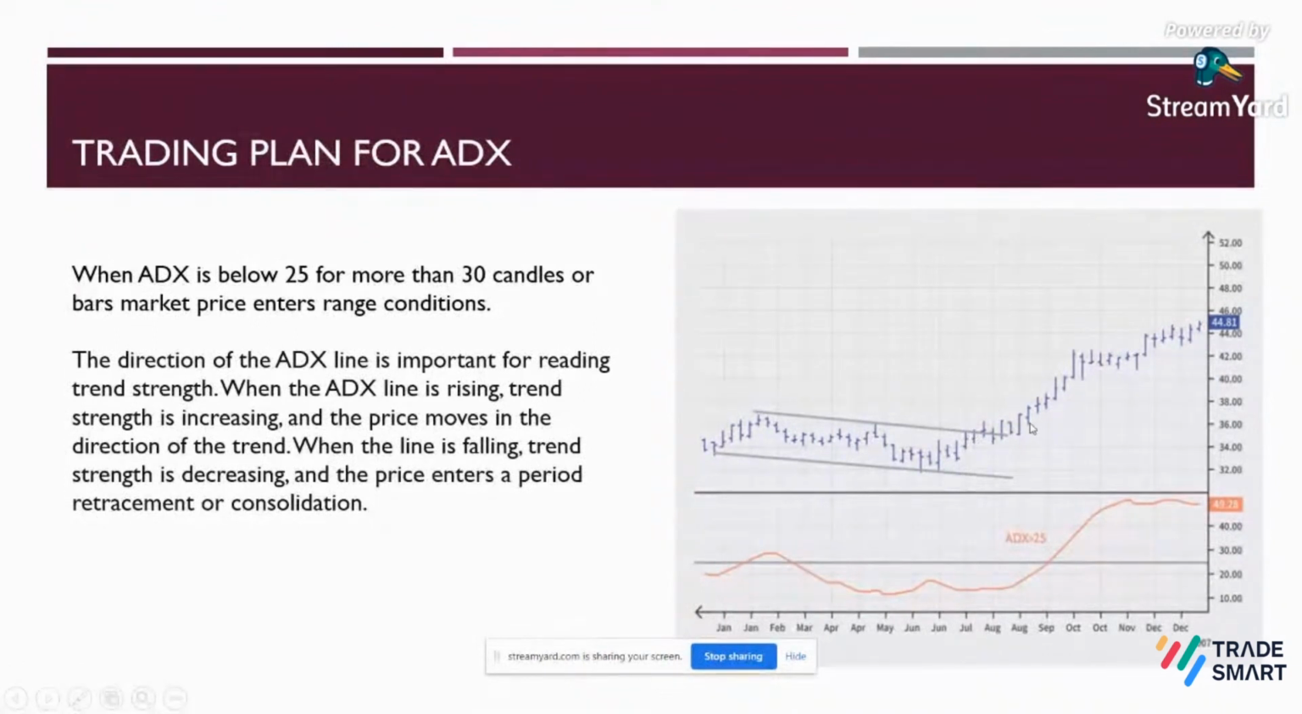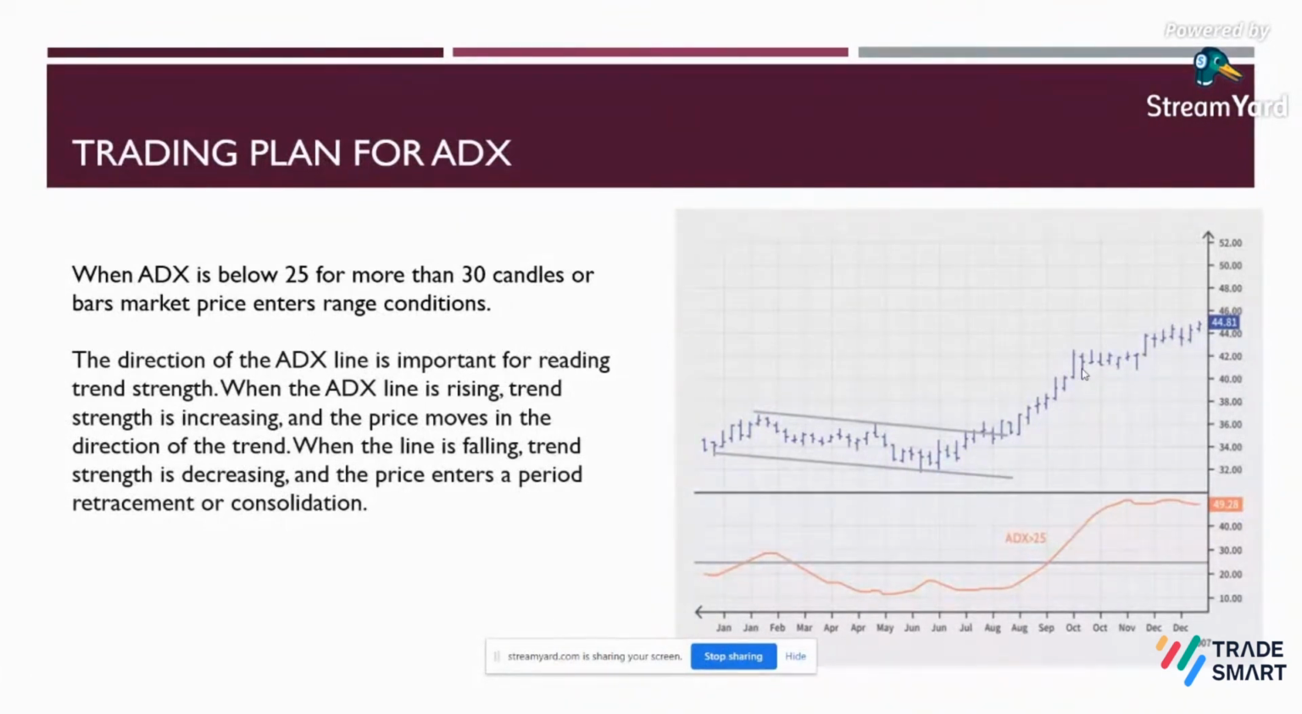As you can see, afterwards, as soon as ADX crossed 25, the market breakout was significant, and it shows a strong new formation of a new breakout, shows a very good trend continuation, and it gives a clear signal.